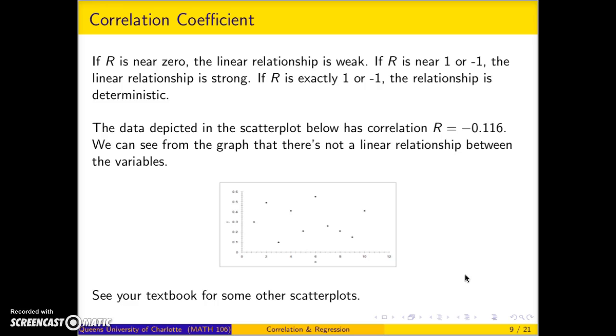So now let's talk about the magnitude of those values. Any correlation that is near zero is a weak correlation. Correlation near the ends, -1 or 1, is a strong correlation. And exactly -1 or 1 is a deterministic relationship. So this scatter plot here does not show any relationship. It's very weak. There's no relationship. The correlation coefficient is negative 0.0116, which is close to 0. So again, that's a weak correlation.